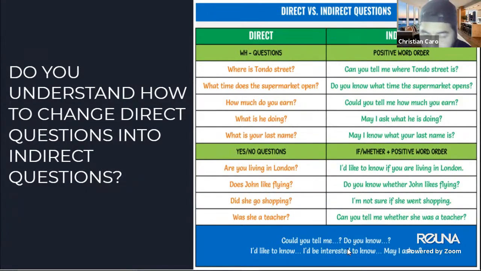And at the end you can see a summary of the introductory indirect phrases. I'd like to know if, or I'd like to know whether. I'd be interested to know if, and so on. All right, really formal. Indirect questions and phrases are really, really formal, okay? But you can use them in a real context too.